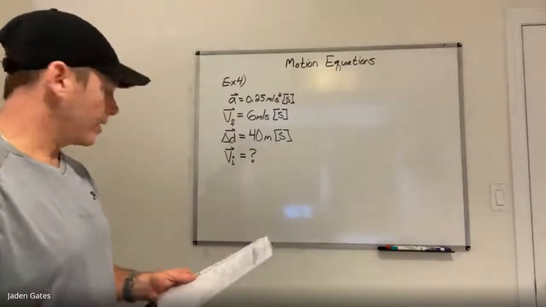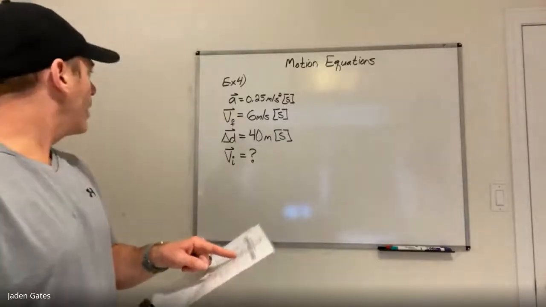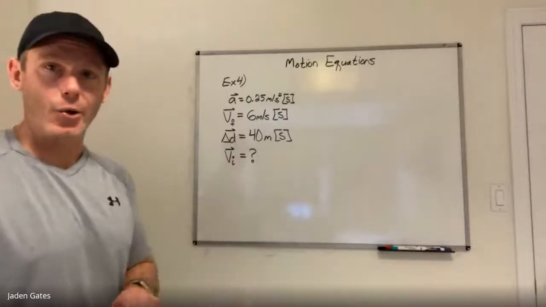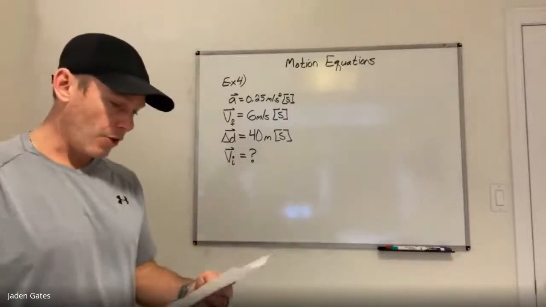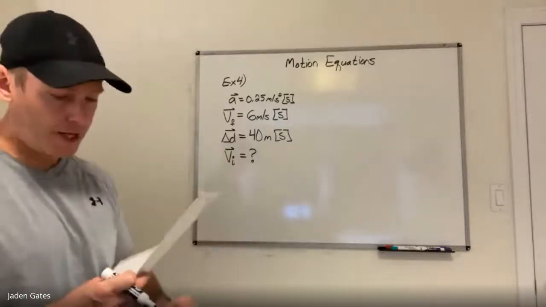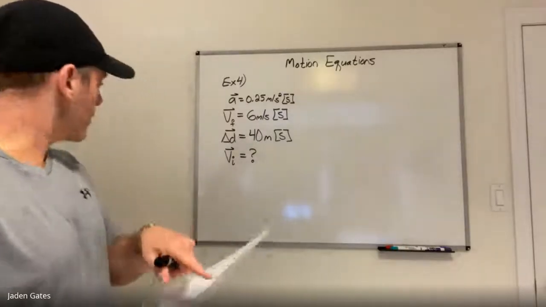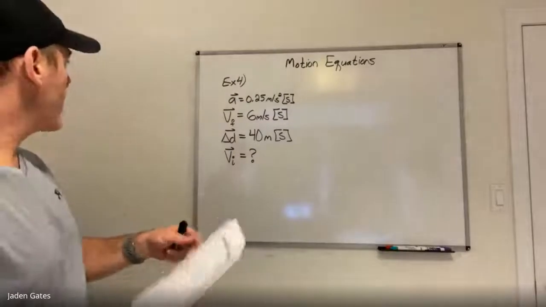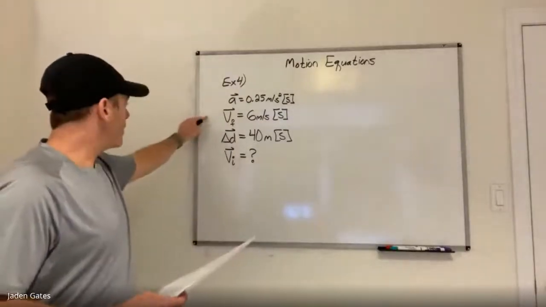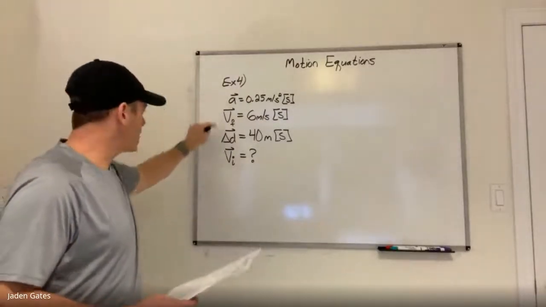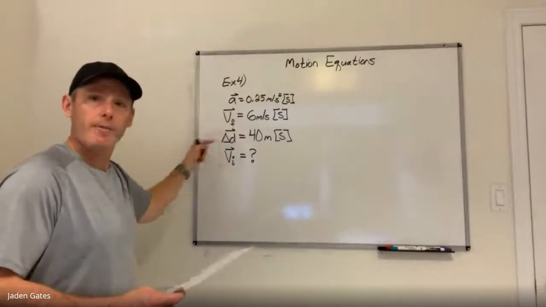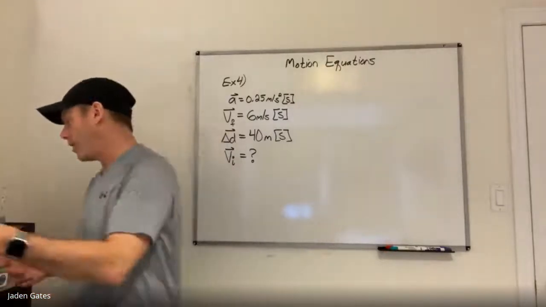Second equation, I got a VI. Again, it needs a delta T, so the second equation is not working. Third equation, got a VI. Again, there's a delta T in there. Not happening. Fourth equation, it's got a VI. I need VF, I got it. I need a, I got that. And I need a delta D. I got that. Perfect. So I'm on my fourth equation.